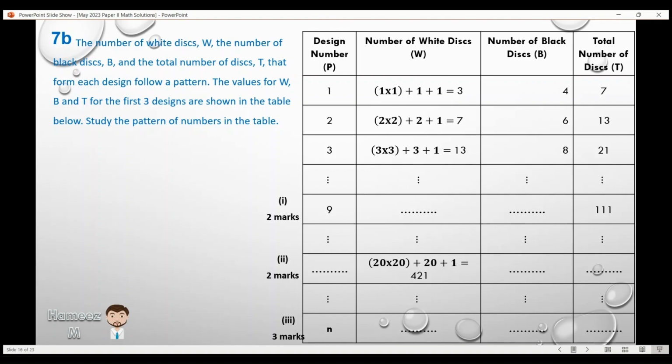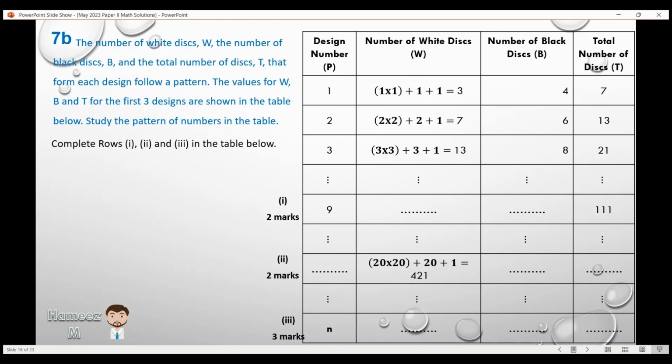And in the second one, for design number 2, we have 7 white discs and 6 black discs. 7 and 6 is 13, the total. 13 and 8 is 21, and so on and so forth. So the values for W, B, and T for the first 3 designs are shown in the table below. Study the pattern of numbers in the table. Complete rows 1, 2, and 3 in the table.